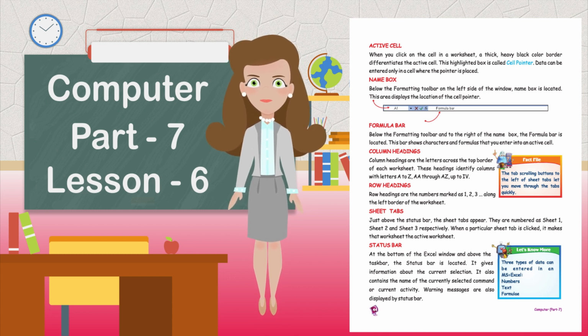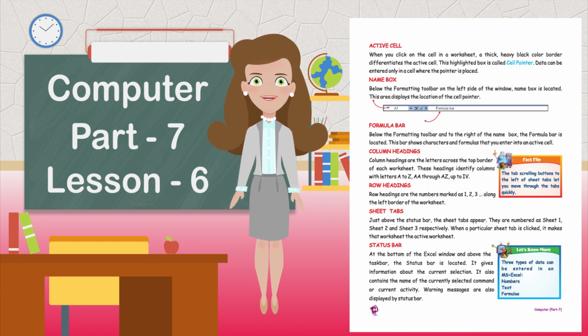Name box. Below the formatting toolbar on the left side of the window, the name box is located. This area displays the location of the cell pointer. Formula bar. Below the formatting toolbar and to the right of the name box, the formula bar is located. This bar shows characters and formulas that you enter into an active cell.